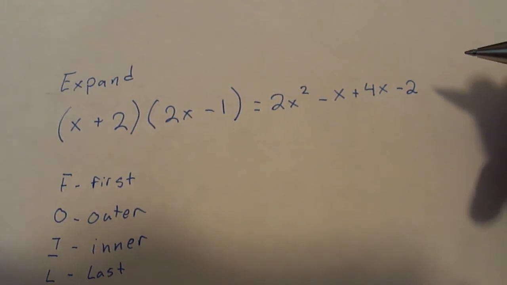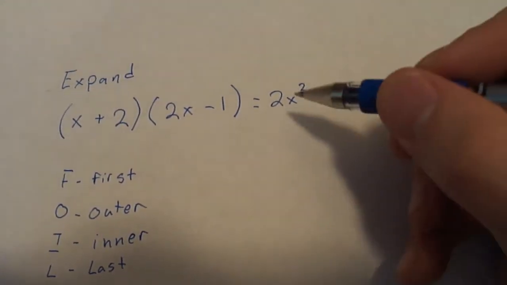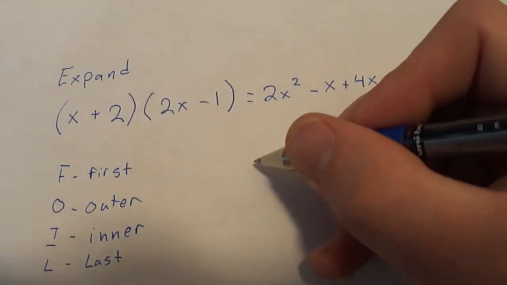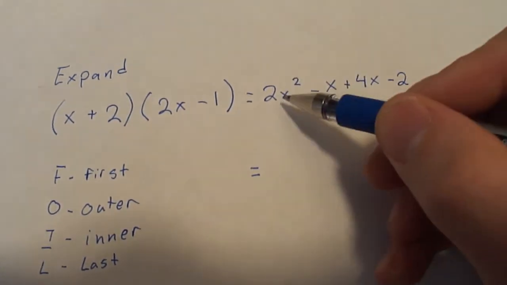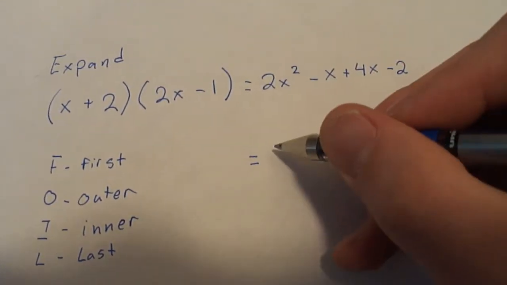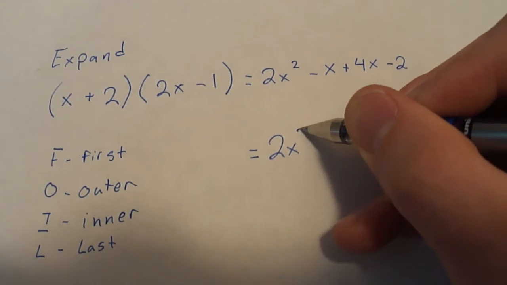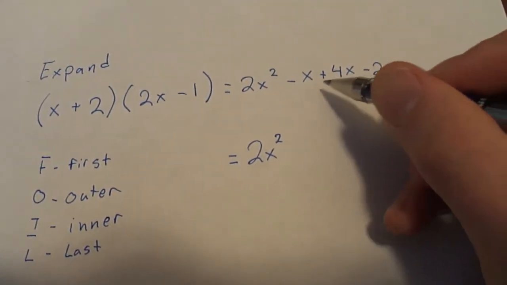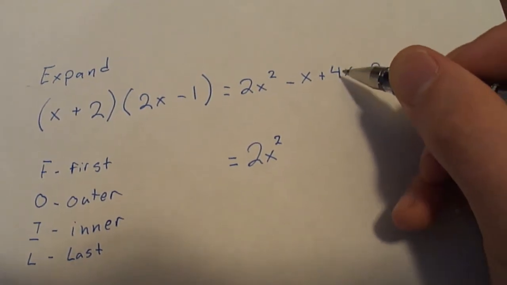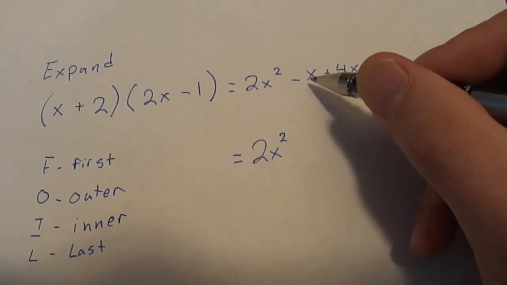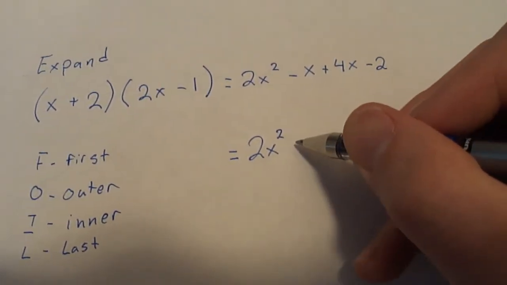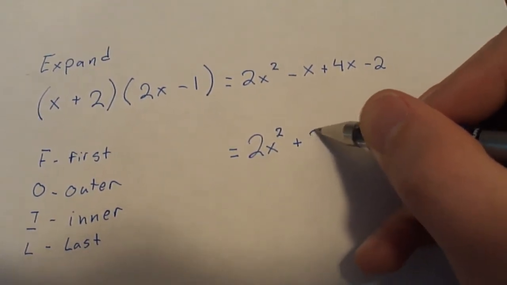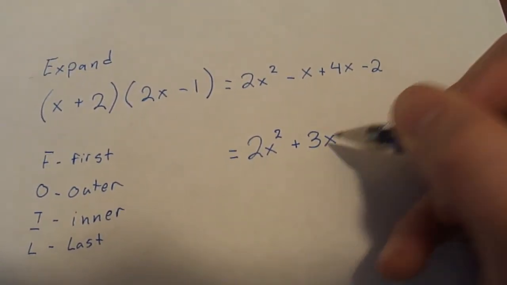And then we'd have to combine our like terms, since all we have is one term of x to the second power, our 2x squared would come down. We have these two terms, which are x to the first power, so we can combine these two. 4x, take away 1x, gives us 3x. It's a positive, so we say plus 3x.